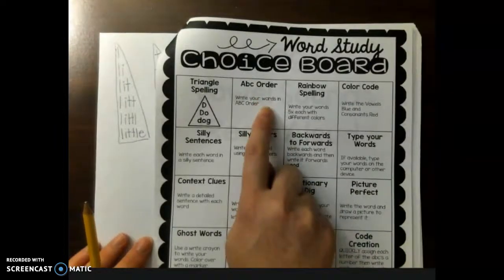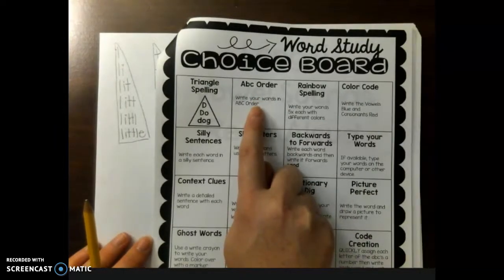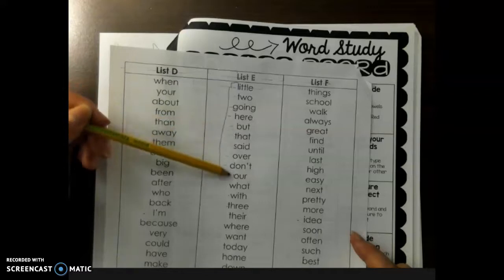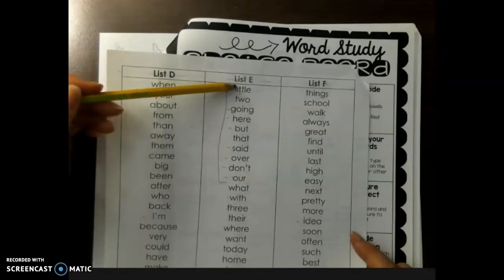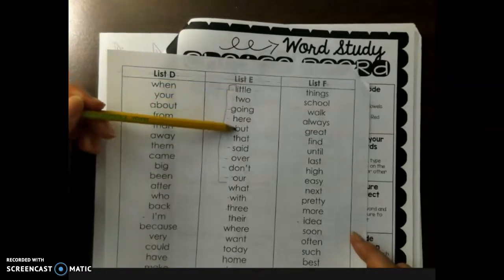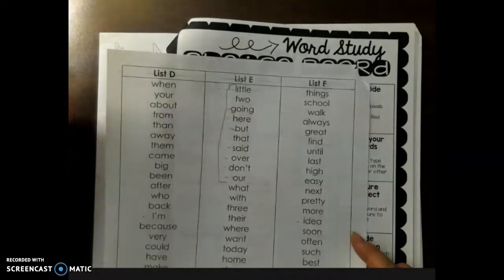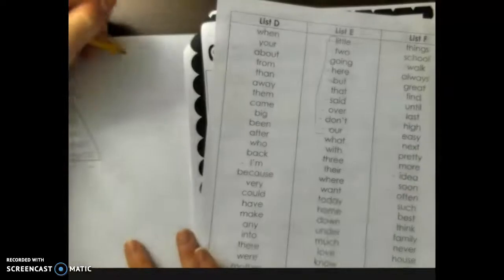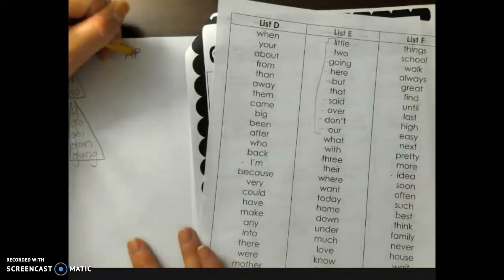ABC order, you guys should know how to do that. So you're starting with the first letter of the alphabet. So do any of the words start with A? No. Do any of the words start with B? Ooh, but. So but would go first. So if I'm doing ABC order, it's going to look like this. I can even put up top ABC.